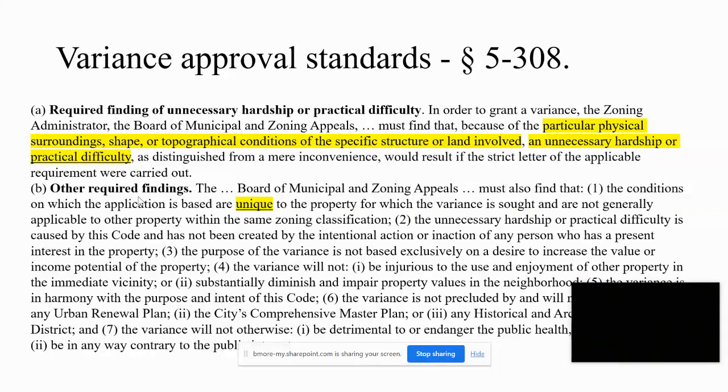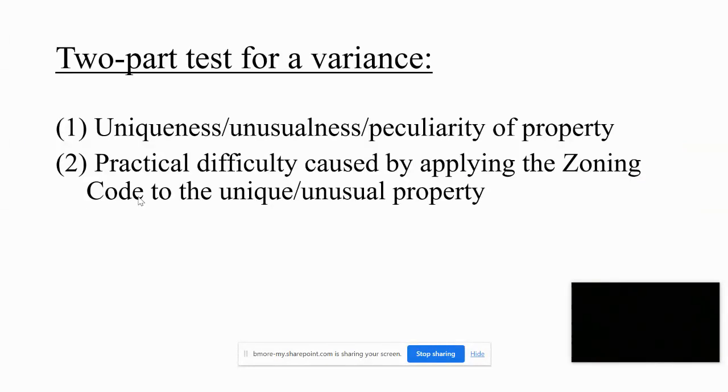Here are the approval standards in the zoning code, section 5-308, that talks about what the board has to consider when considering a variance application. This is very small print and very dense, so I'm going to focus on the highlighted parts, which are the threshold questions about whether or not the board can approve a variance. There's a two-part test for a variance. First is uniqueness, unusualness, or peculiarity of the property. And the second is a practical difficulty that has been caused by applying the code to the unique or unusual property. So there's a connection between those two tests.